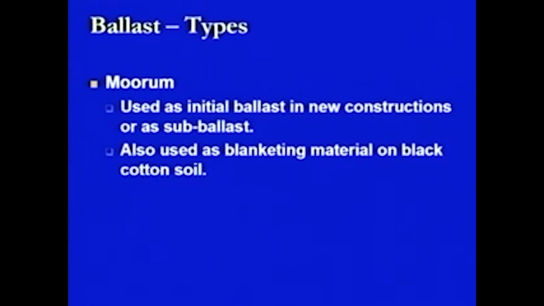Another specific use of muram is as a blanket material on black cotton soil. In a large area where railway tracks have been provided, black cotton soil is available as the formation level. The problem with black cotton soil is that as soon as it takes in moisture, it swells, whereas if the moisture is removed, it comes into a squeezed condition.